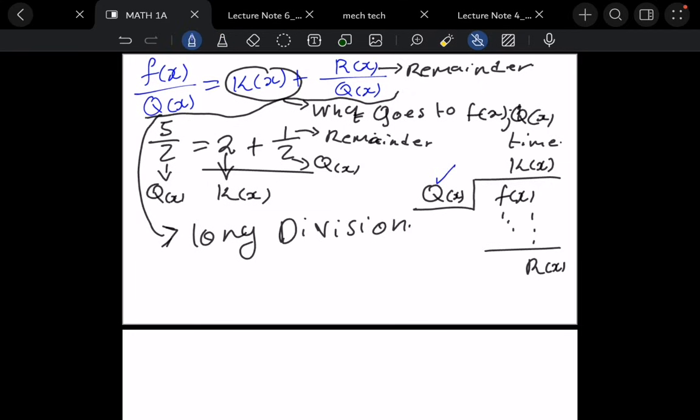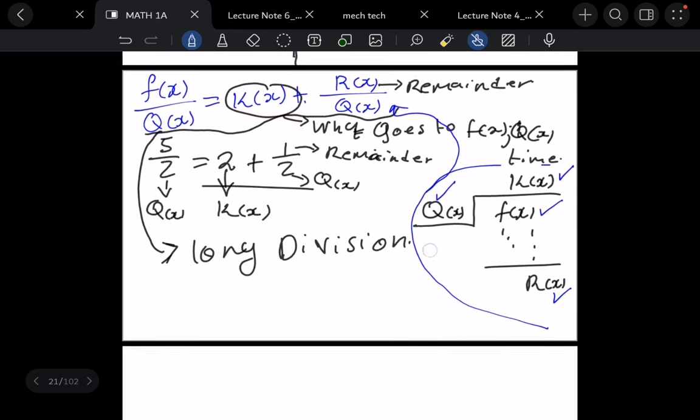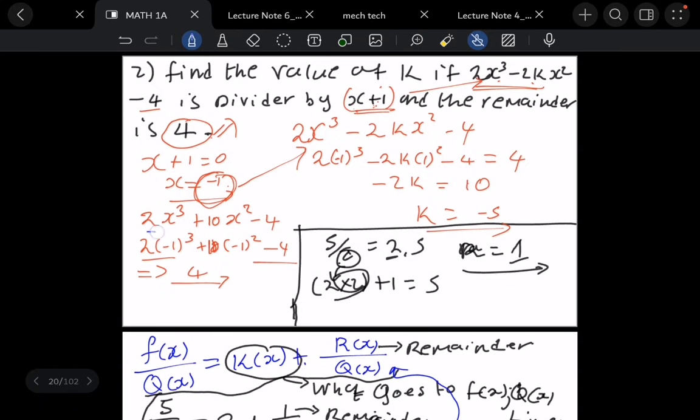You are going to have your q of x there, your f of x there, your r of x there, which is your remainder, and your k of x over there. Understand? So here you can take something and write it in that form. It does not matter. Now let us divide this expression here.